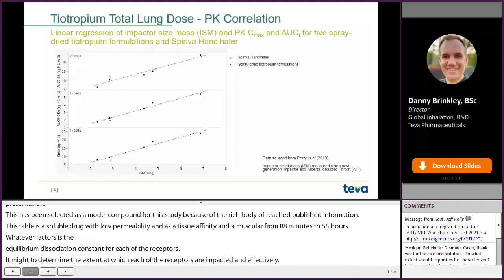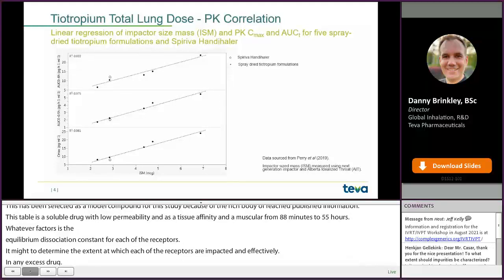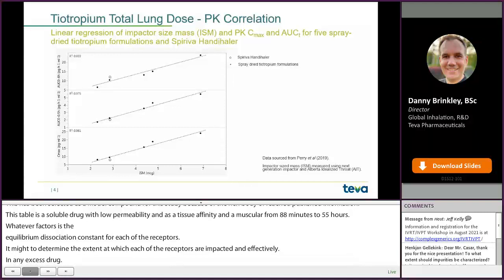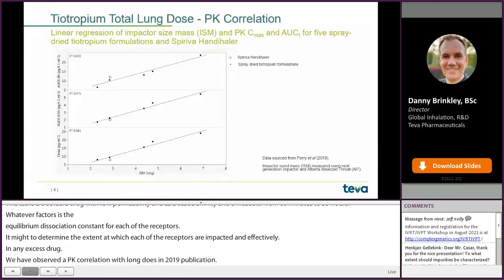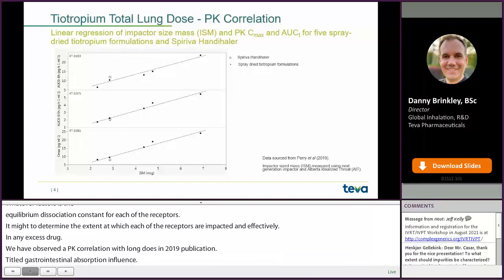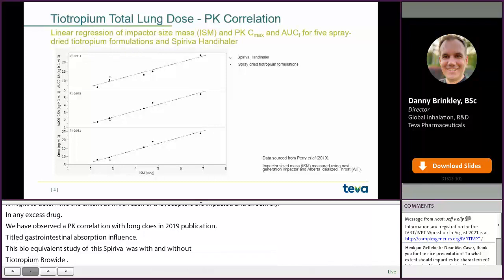We have observed a PK correlation with lung dose in a 2019 publication by Perry et al., titled Particle Size and Gastrointestinal Absorption Influence Tiotropium Pharmacokinetics, a pilot bioequivalence study of PUR0200 and Spiriva HandiHaler. The paper assessed the PK of 5 spray-dried tiotropium formulations against Spiriva HandiHaler. The Spiriva HandiHaler arm was dosed both with and without charcoal blockade, while the spray-dried formulations were dosed without charcoal blockade. APSD characterization was performed using a next-generation impactor with an Alberta idealized throat.